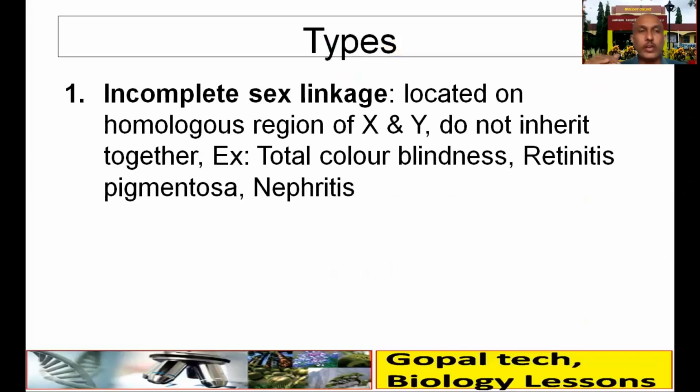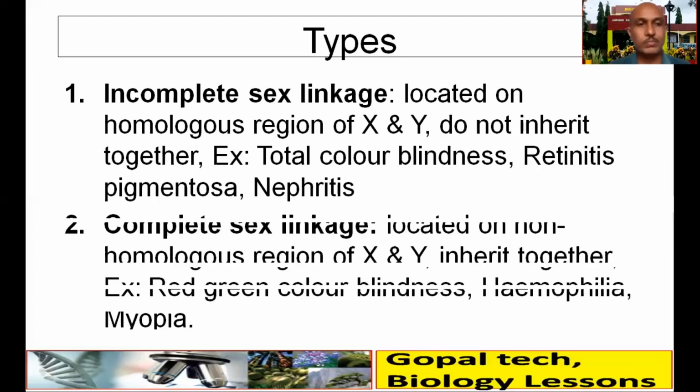तो उसमें भी दो है, incomplete sex linkage, that is located on homologous region of X and Y and do not inherit together. कभी XY ऐसा. एग्जाम्पल टोटल कलर ब्लाइंडनेस है, रेटिनिटिस पिगमेंटोसा और नेफ्रिटिस, ये सभी इनकम्प्लीट सेक्स लिंकेज है.